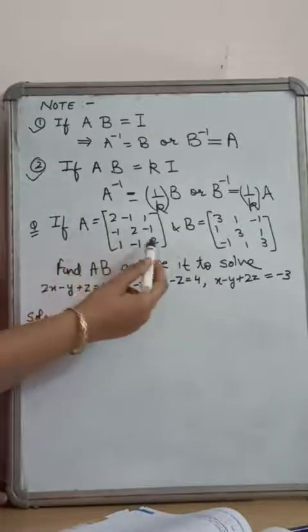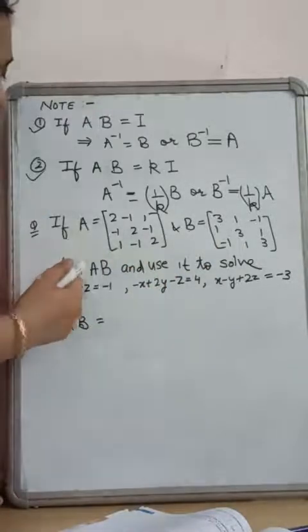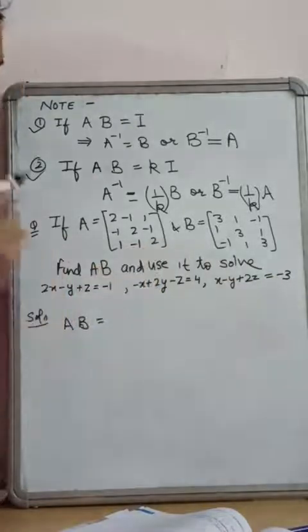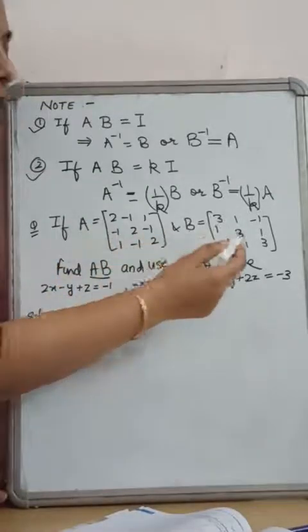If A is this matrix and B is this matrix, I have also sent it to you in the PDF. Find AB and use it to solve these system of equations. First step is find AB. Now you will evaluate AB. You know how to multiply A and B.